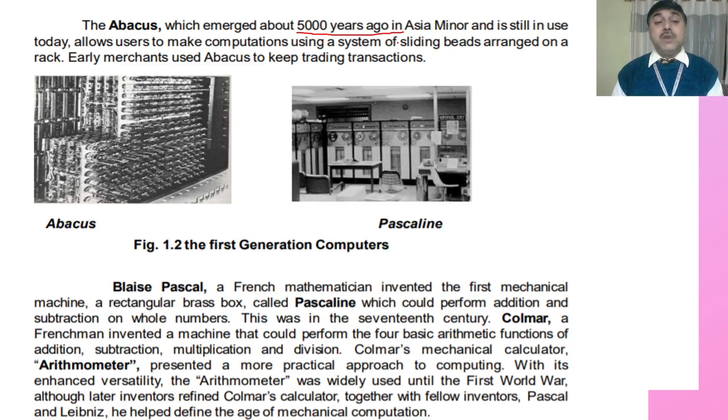So slowly we find Blaise Pascal, isn't it? Who is Blaise Pascal? Blaise Pascal is a French mathematician. This mathematician invented the first machine. What is the first machine? That's a rectangular box, and it is called a Pascaline. A rectangular box is used to do the work. That is called a Pascaline. It is used to perform additions and subtractions of whole numbers.